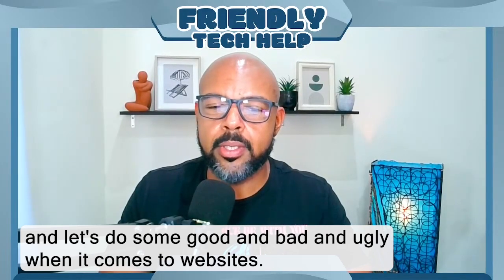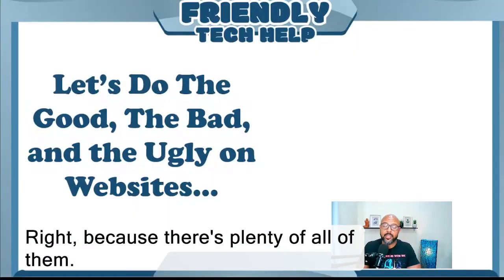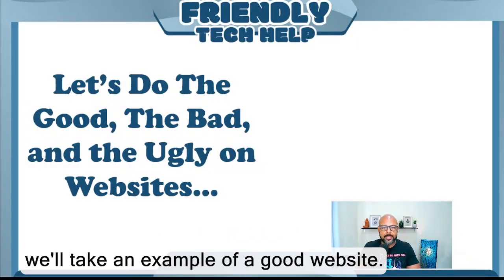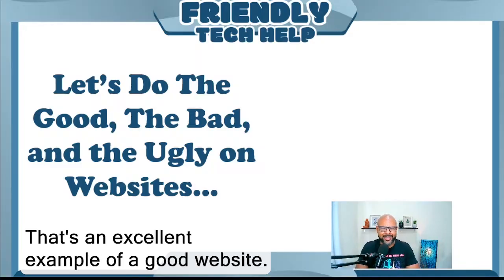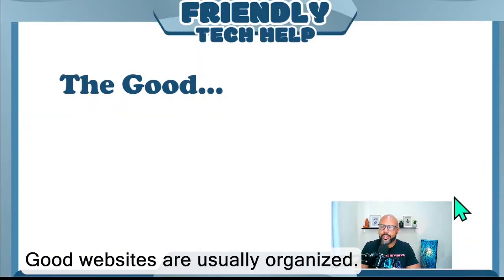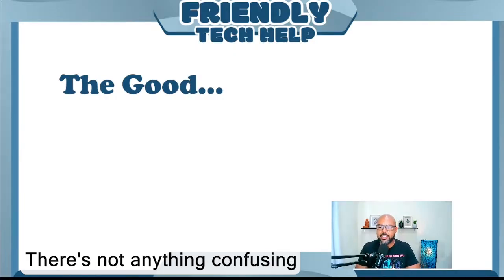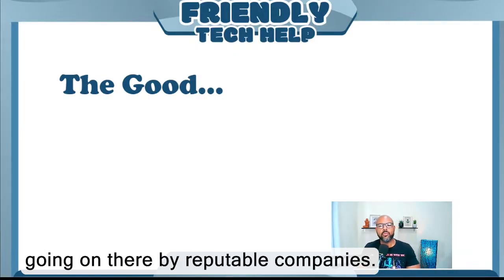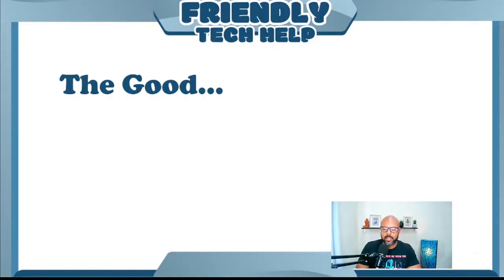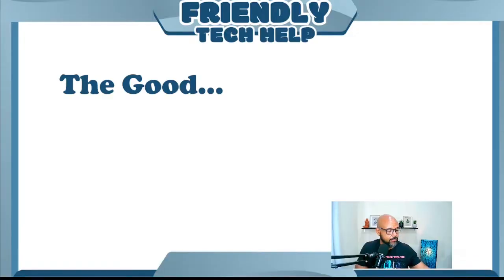Now let's do some good and bad and ugly when it comes to websites, right? Because there's plenty of all of them. We'll take an example of a good website. We already saw one in Jordan's website. That's an excellent example of a good website. Good websites are usually organized. They're easy to navigate. There's not anything confusing going on. They're by reputable companies. I'll give you another example of a website that I absolutely love.